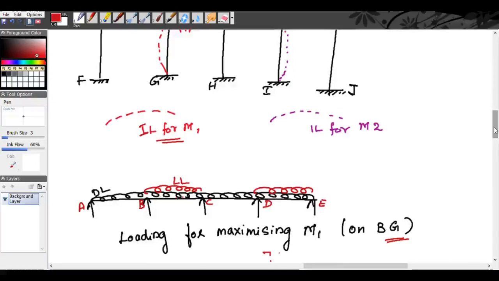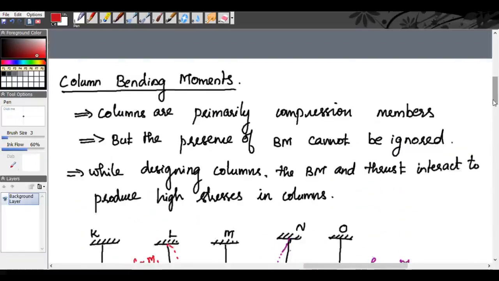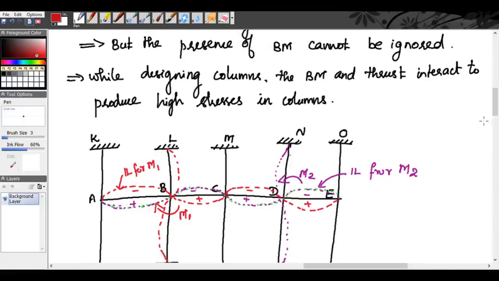So that's all the basics about the approximate method of analysis, or substitute frame method, or two cycle moment distribution method. In the next class we will move on to the problems. We will discuss the problems. So thank you for today.